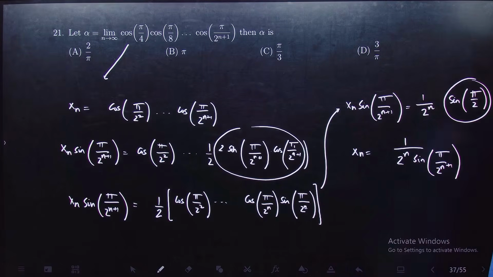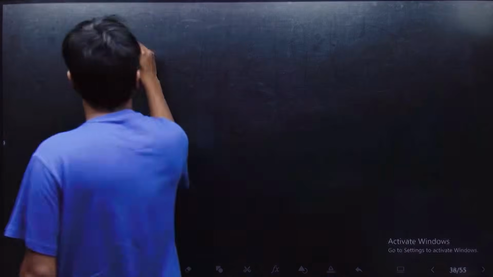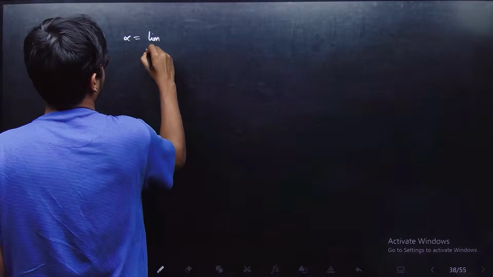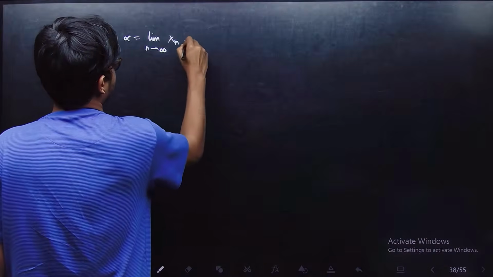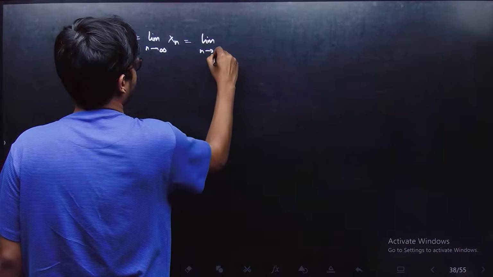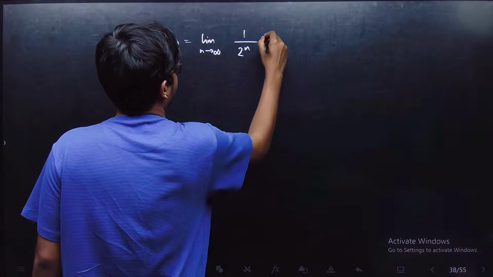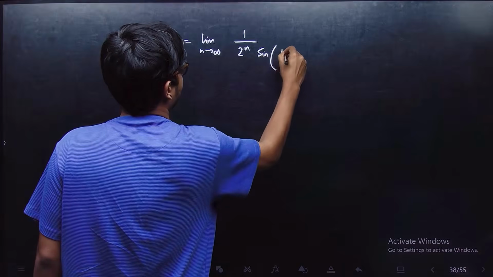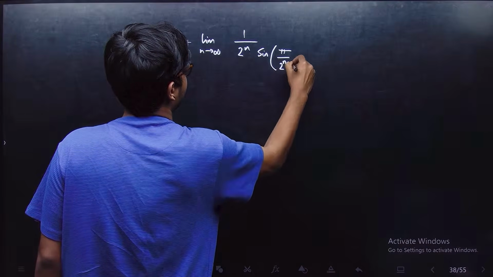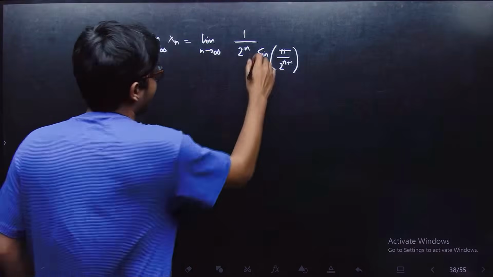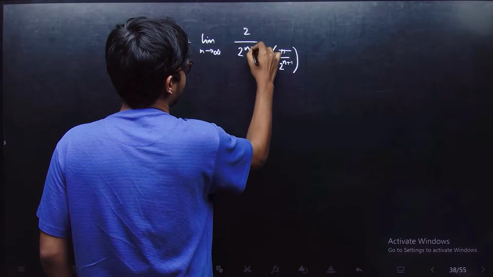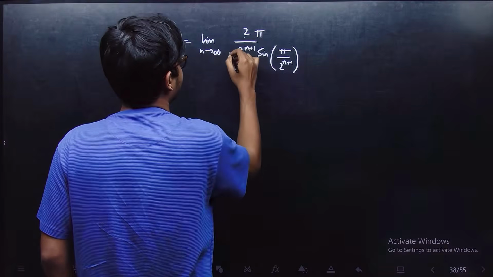So now what is alpha for us? Alpha is nothing but limit n going to infinity 1 by 2 power n sine of pi by 2 power n plus 1, right? So what I can do is multiply and divide by 2, so you'll get 2 power n plus 1, and multiply and divide by pi.